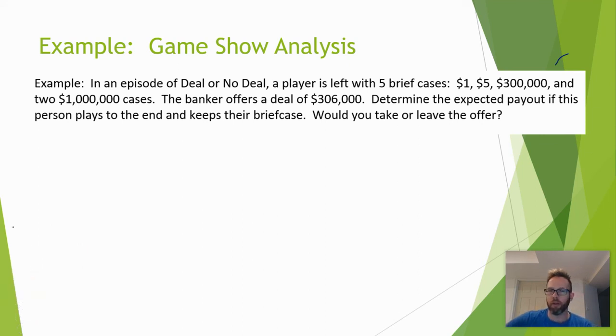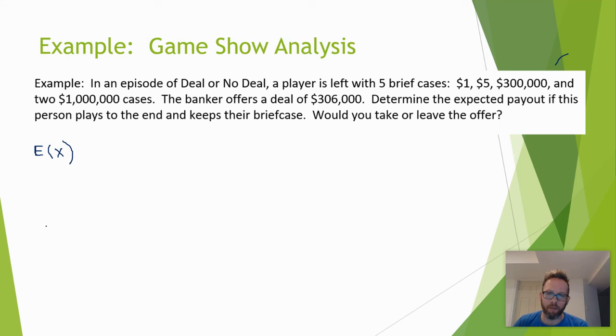We're going to see what their expected value would be if the person plays to the end and keeps the briefcase. We could also make an educated decision now whether we should take or leave the offer. So we can find the expected value. So this is a uniform distribution.